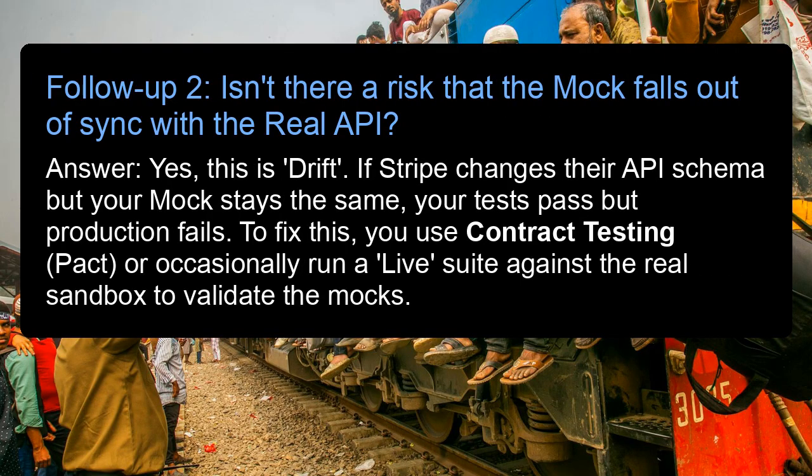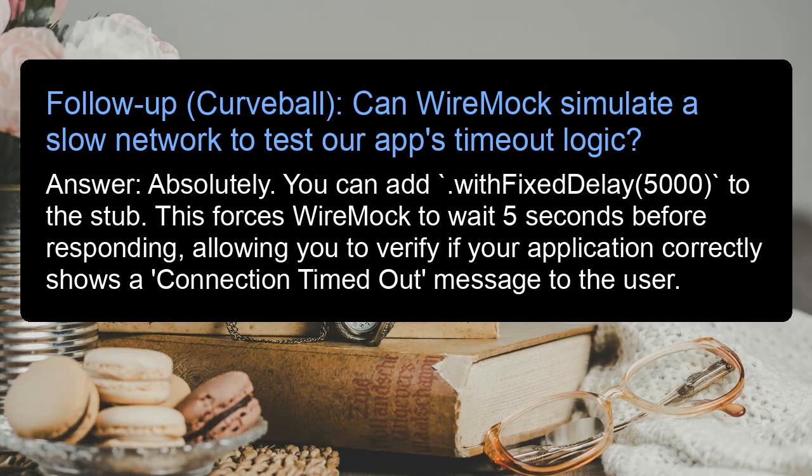Follow-up 2. Isn't there a risk that the mock falls out of sync with the real API? Answer: yes, this is drift. If Stripe changes their API schema but your mock stays the same, your tests pass but production fails. To fix this, you use contract testing, Pact, or occasionally run a live suite against the real sandbox to validate the mocks.